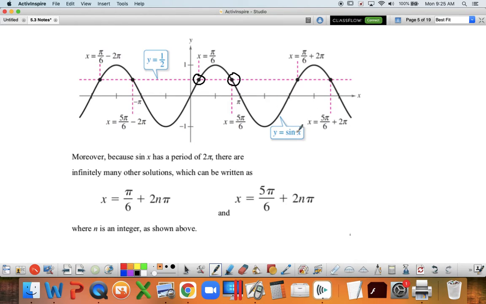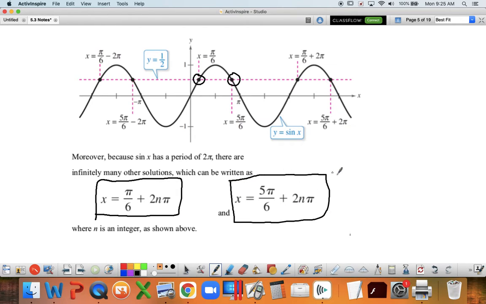Sometimes we won't be looking on an interval. Sometimes they'll want the answers to be so generic that you can write them this way. You can say pi over 6 plus any coterminal angle with pi over 6 will give you the answer. Or 5 pi over 6 plus any coterminal angle is also a solution. So sometimes our solutions will be written like this, and sometimes we'll be looking for specific answers in an interval 0 to 2 pi.